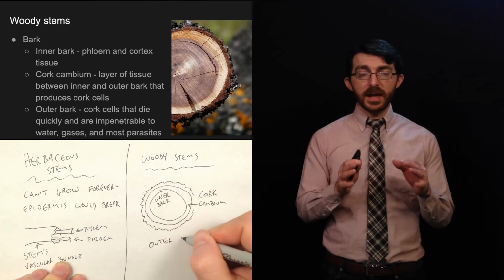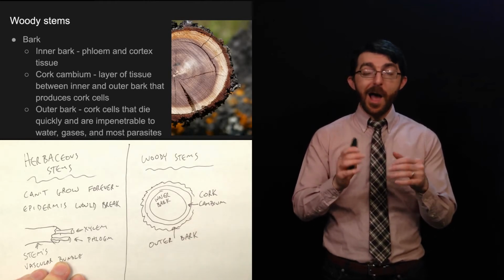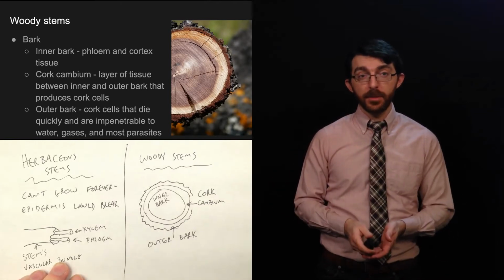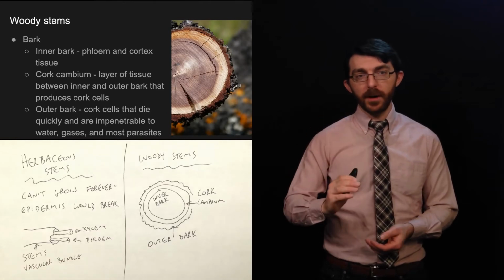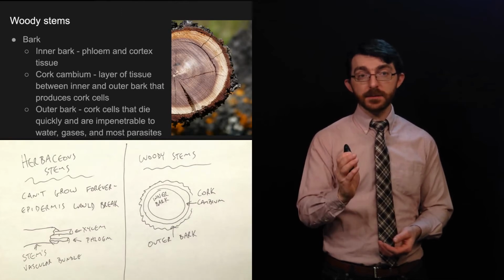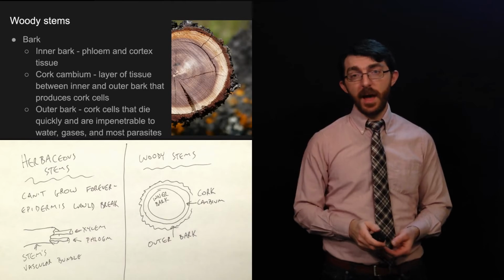So as you're looking at a woody stem along the rim of a woody stem, three layers are inner bark, cork cambium, and outer bark. The cork from the cork cambium dies and becomes impenetrable to water, gases, and most parasites.